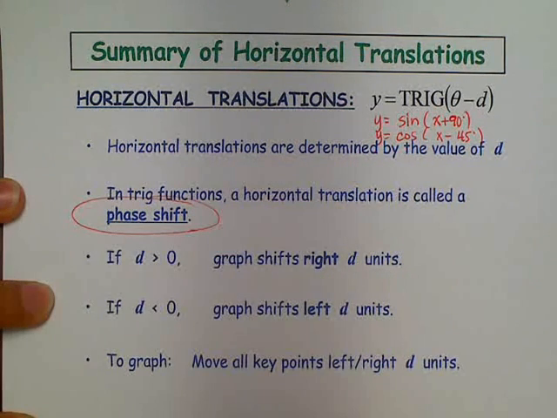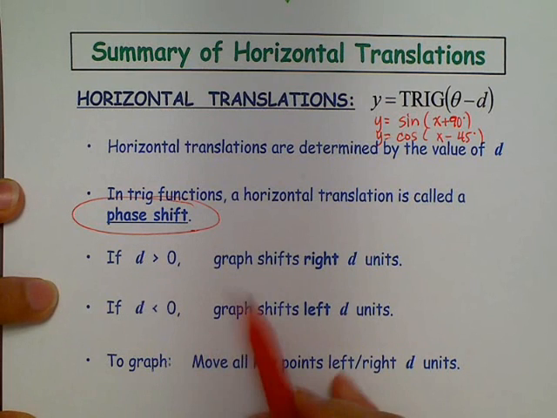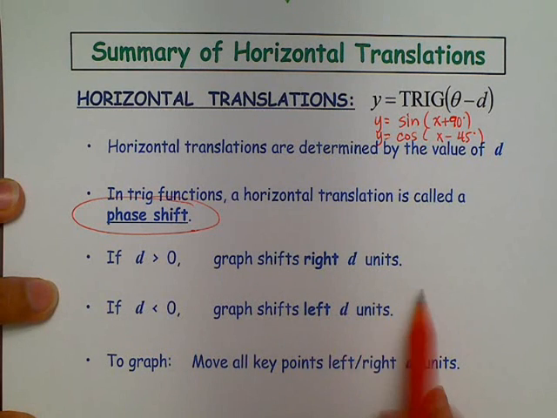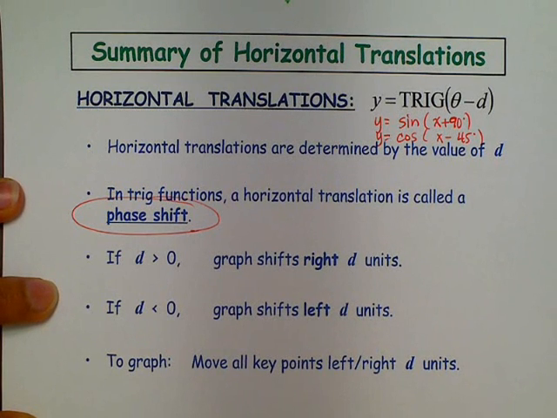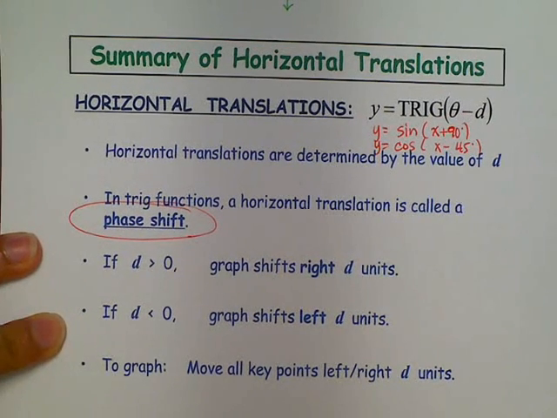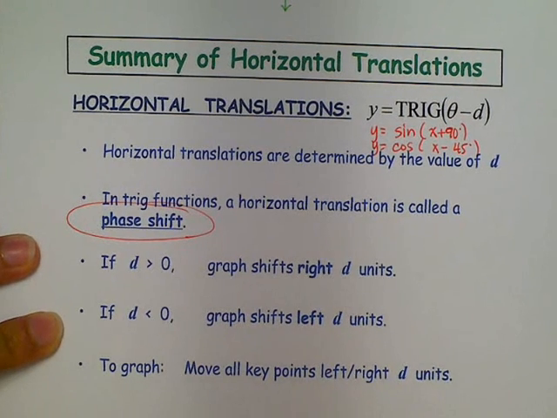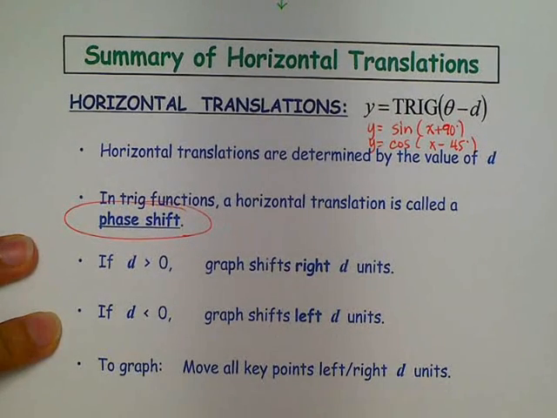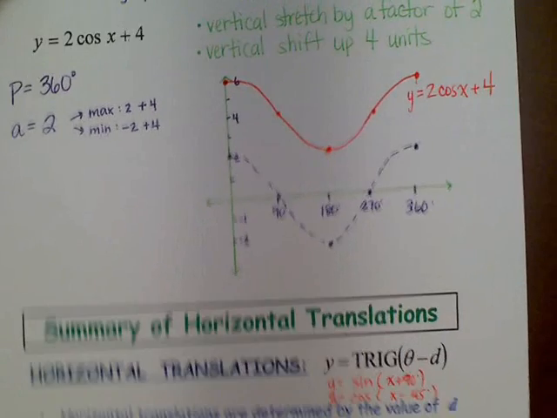In trig functions, a horizontal translation is called a phase shift. So that's what we're going to be calling it. And if d is greater than 0, the graph shifts right d units. And if d is less than 0, the graph shifts left d units. And to graph this, we're going to move all the key points left or right d units. So that's exactly the same as what we've looked at before. Okay? So let's look at an example that has a horizontal shift or a phase shift incorporated in it.